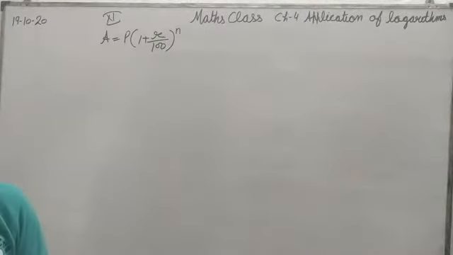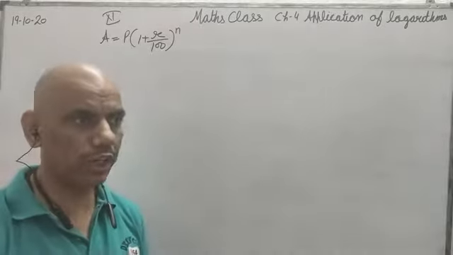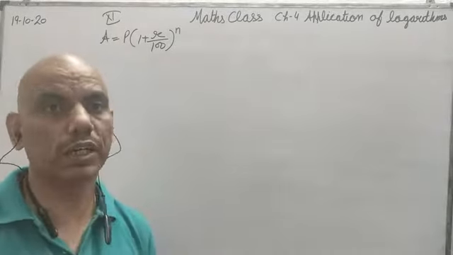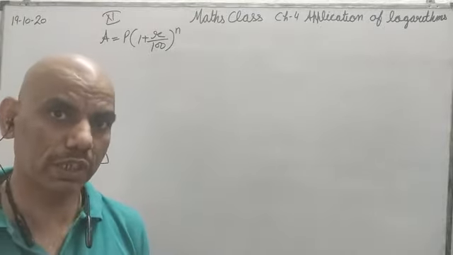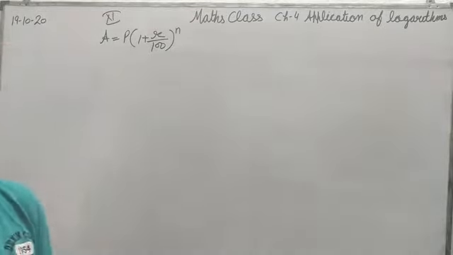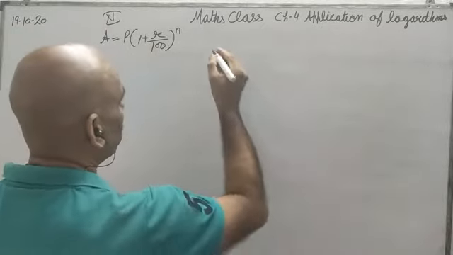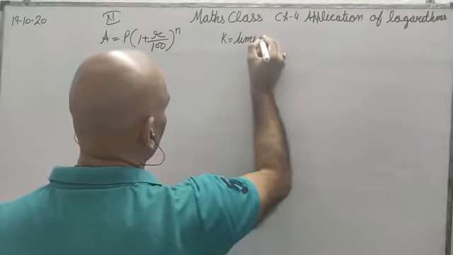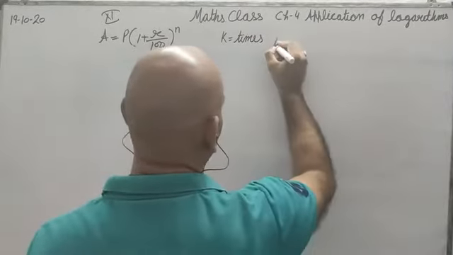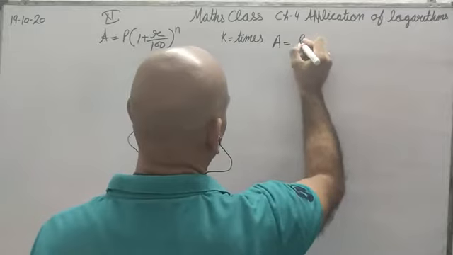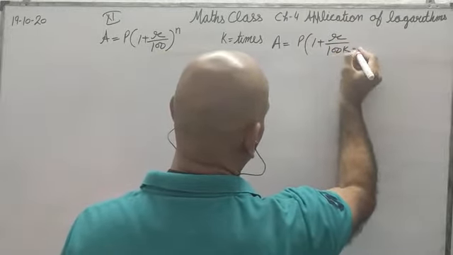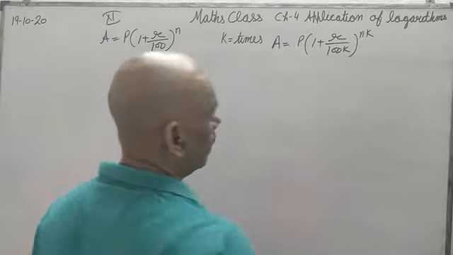N is the number of years. Now in it, interest can be calculated once in a year, twice in a year, or more than twice, that is 4 times in a year, 12 times in a year. So we have made a general formula that if interest is calculated k times, then the formula will be amount is equal to P (1 plus R upon 100k) to the power nk. Now what does this mean?